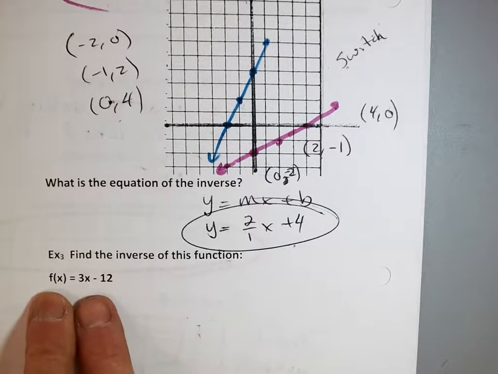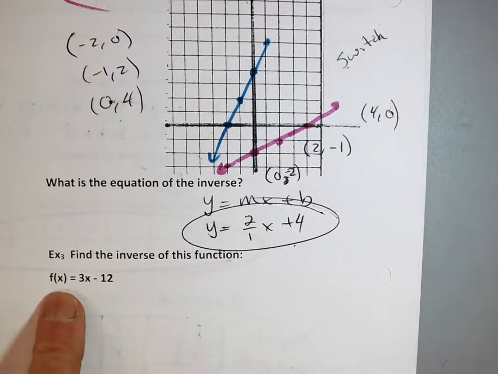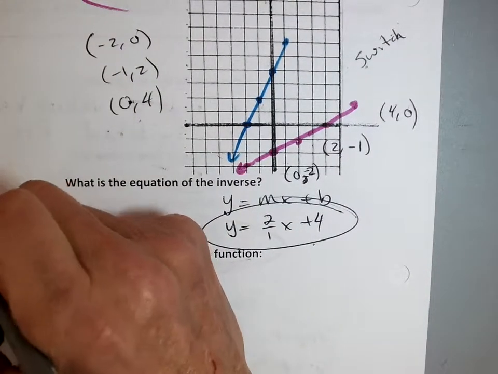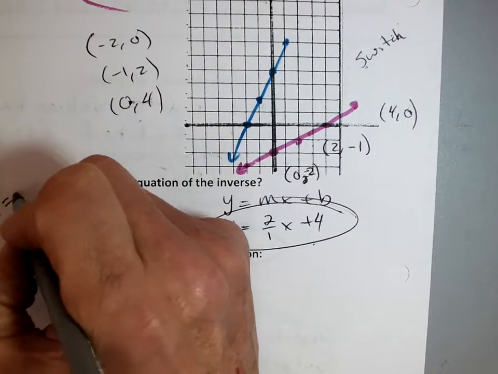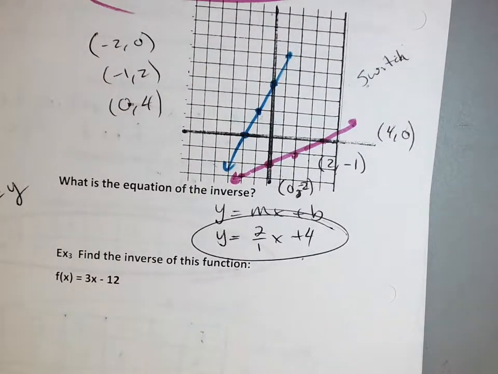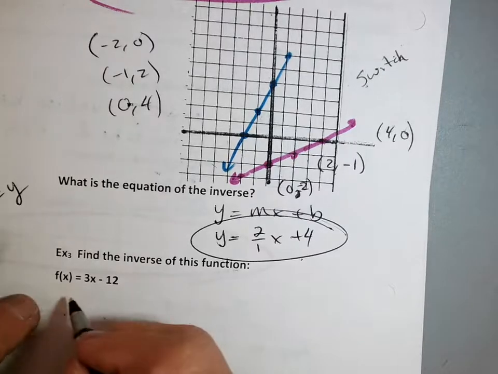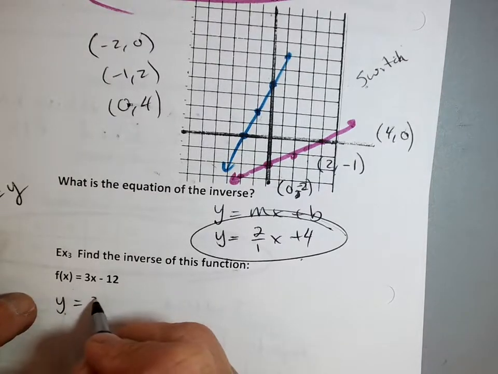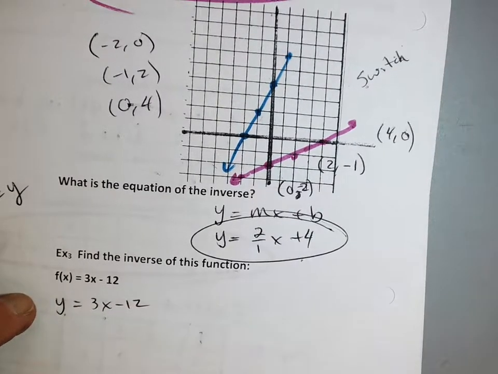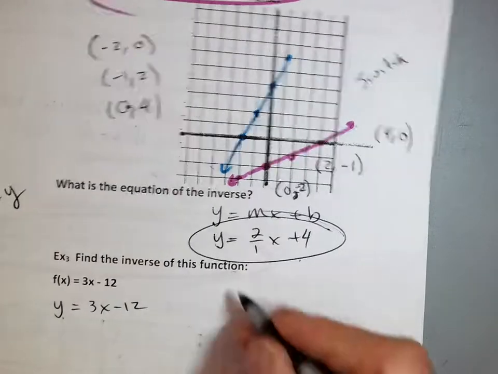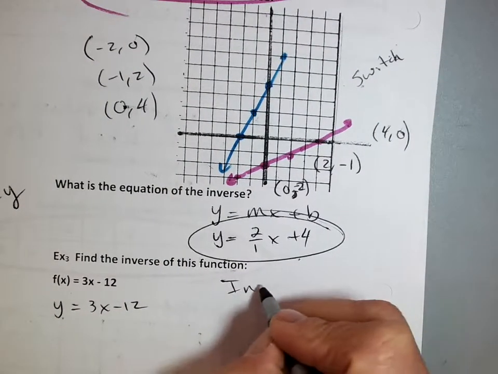Let's switch the variables. Okay? F of x and y are the same thing, right? We talked about that. We know that f of x and y for us in this class is always going to be the same. You won't see anything but f of x and y being the same thing in here. Algebra 2, we'll switch it up on, okay? So I'm going to rewrite this as y equals 3x minus 12.